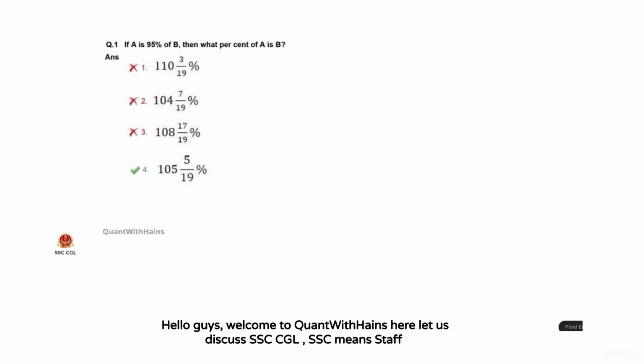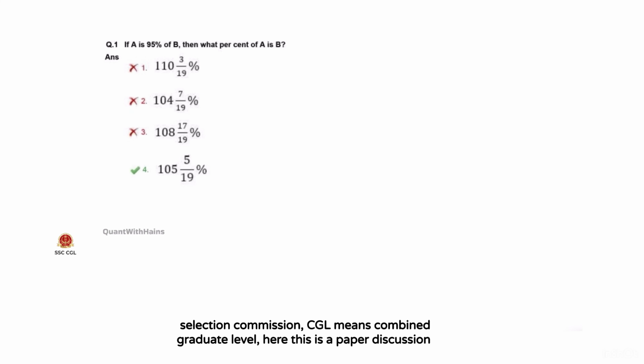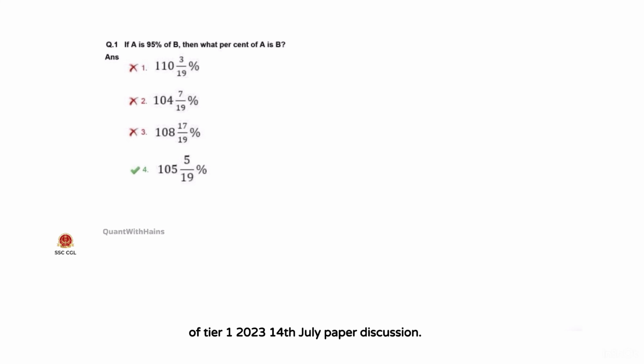Here let us discuss SSC CGL. SSC CGL means Staff Selection Commission Combined Graduate Level. Here this is a paper discussion of Tier 1, 2023, 14th July paper discussion.